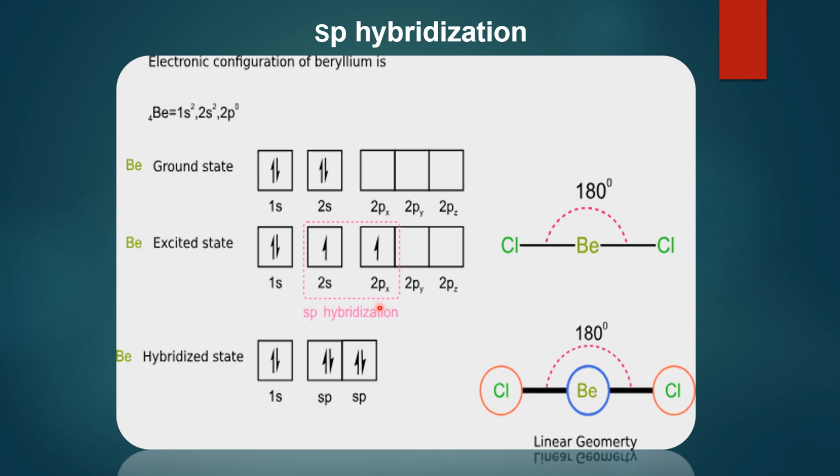That unhybridized pz atomic orbital of each chlorine overlaps with the sp hybrid orbitals of the beryllium atom and forms two sigma bonds. This is the first sigma bond between the beryllium and chlorine atom, and this is the second sigma bond between the beryllium and the chlorine atom. Here the bond angle is 180 degrees and the shape is linear. It is about sp hybridization.